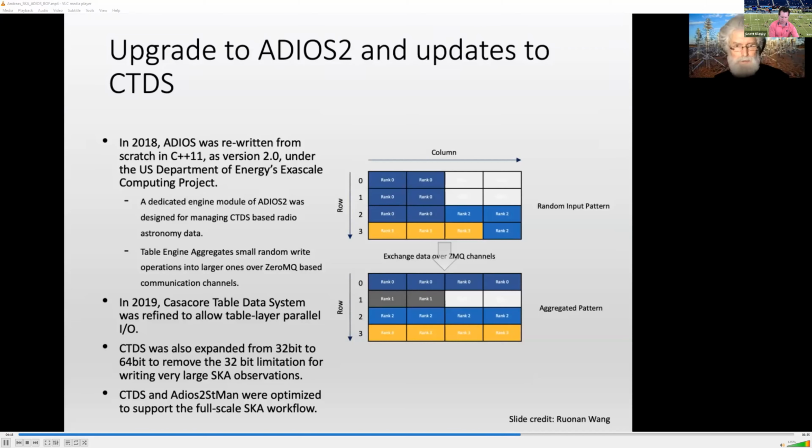In 2019, the Casacore Table Data System was refined to allow table layer parallel I/O. So that's on the Casacore layer, not on the ADIOS layer. And it was also expanded from 32-bit to 64-bit to remove the 32-bit limitation for writing very large SKA observations. And both of these implementations were optimized to full-scale SKA simulations.